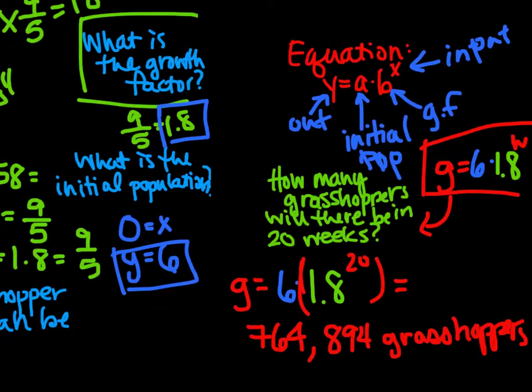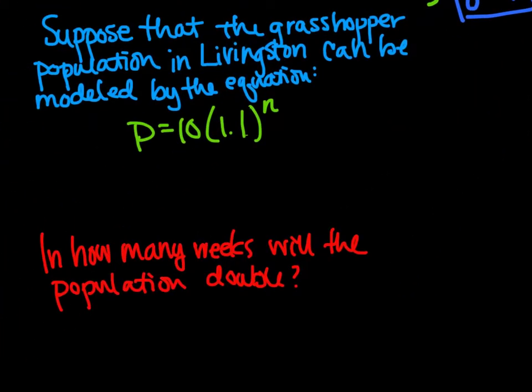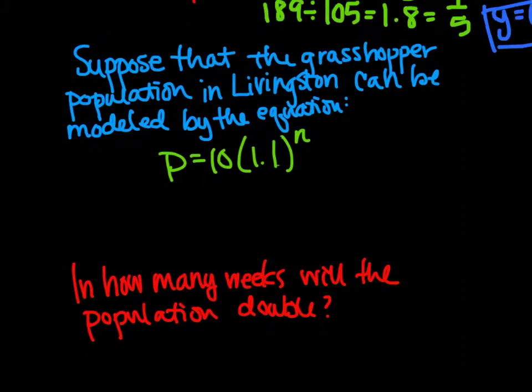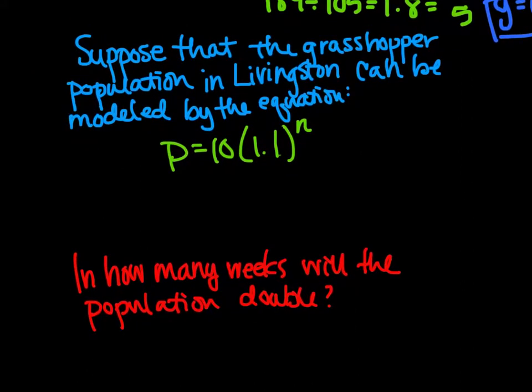So let's move on and play around with this whole concept. Let's suppose that the grasshopper population in Livingston can be modeled by this equation. The population is equal to 10 times 1.1 to the n value. So that means we have our output and our input.